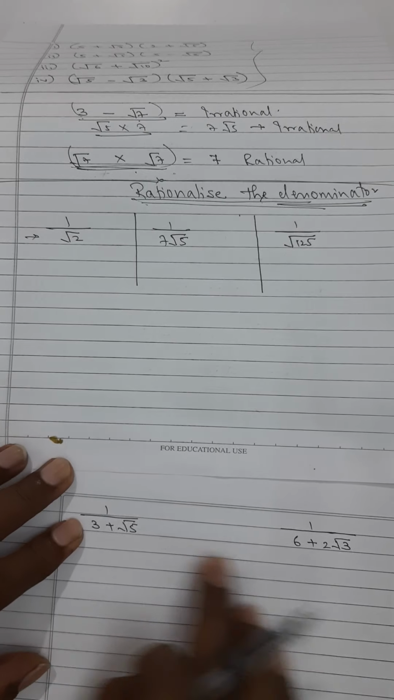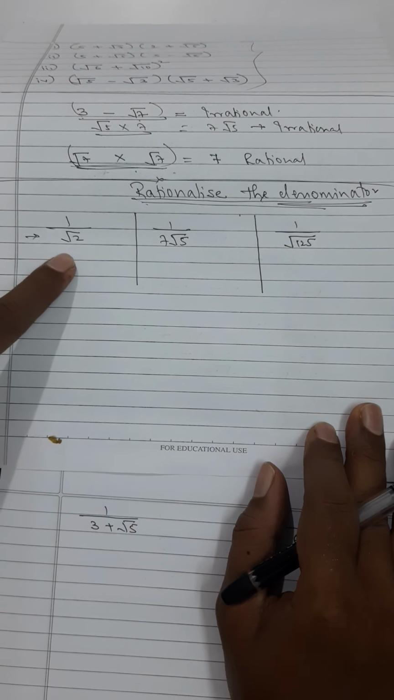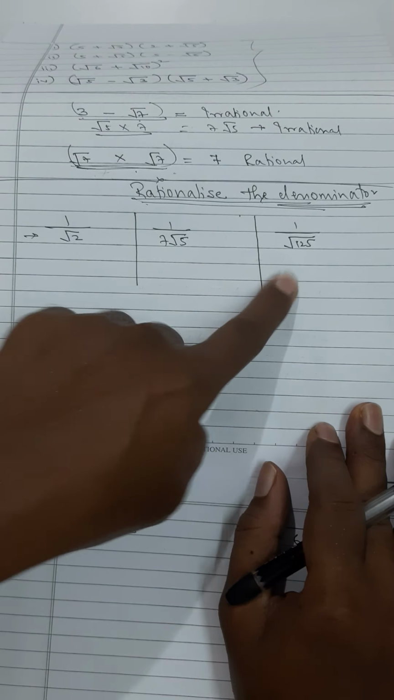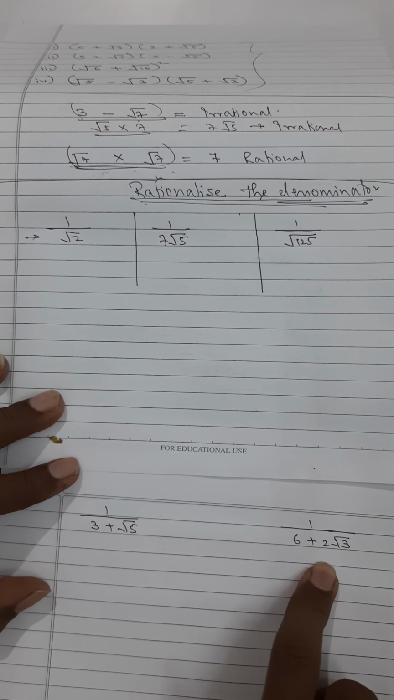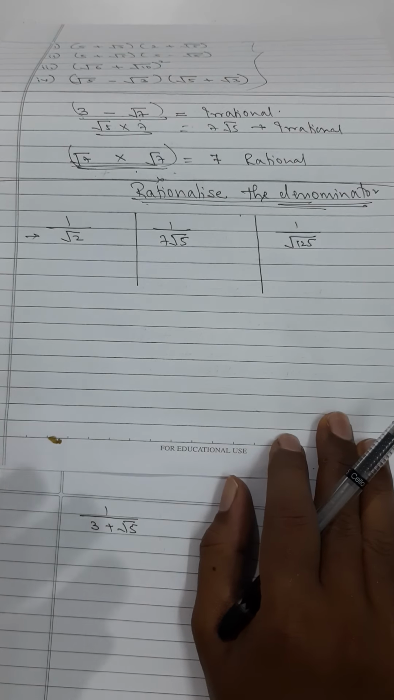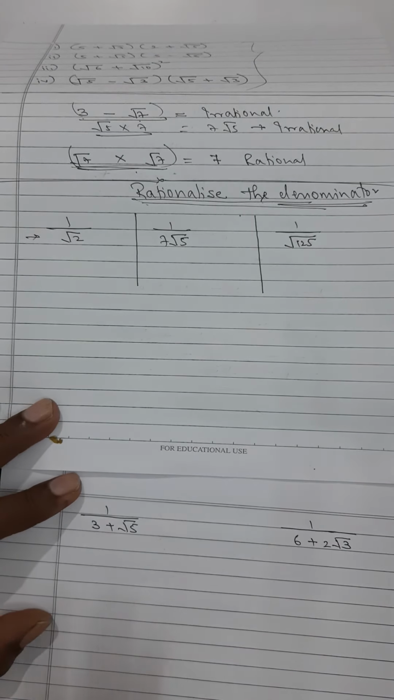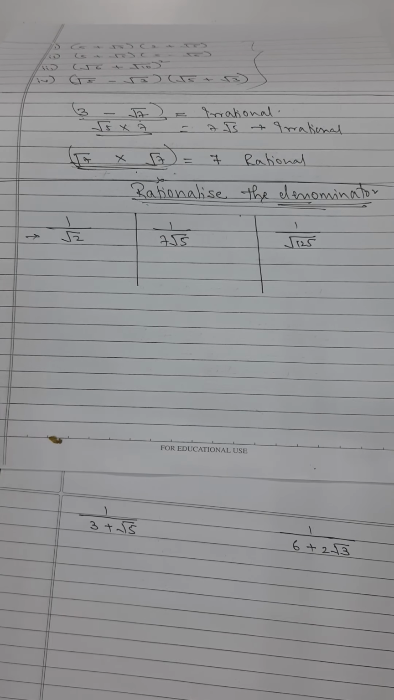Here also it is the same, except that here you have got a monomial and here we have got a binomial. So when it is a monomial, life is different, and when there is a binomial, life is different. Okay, my dear students, so we will carry on.